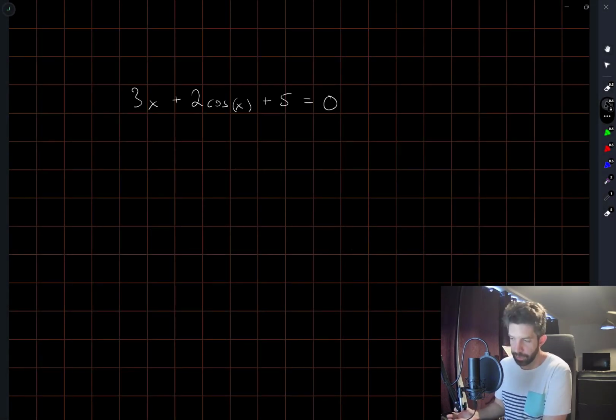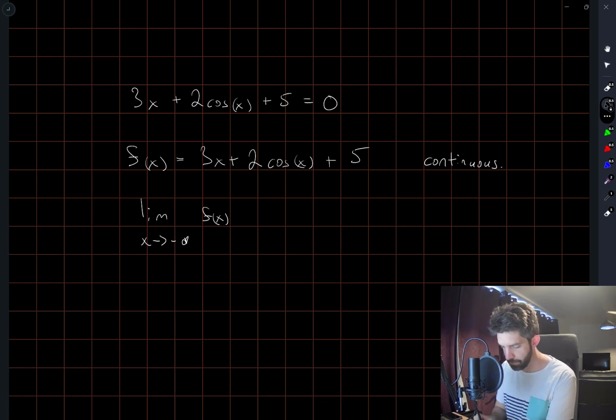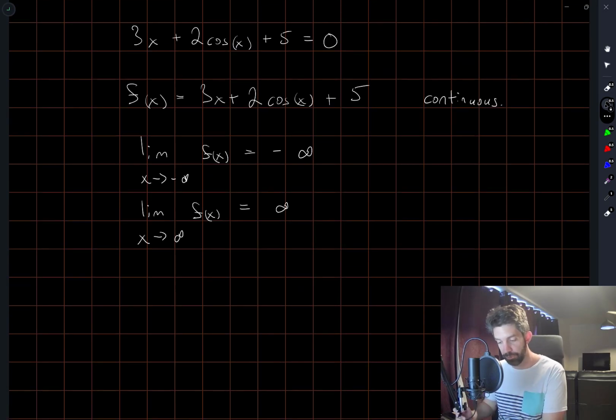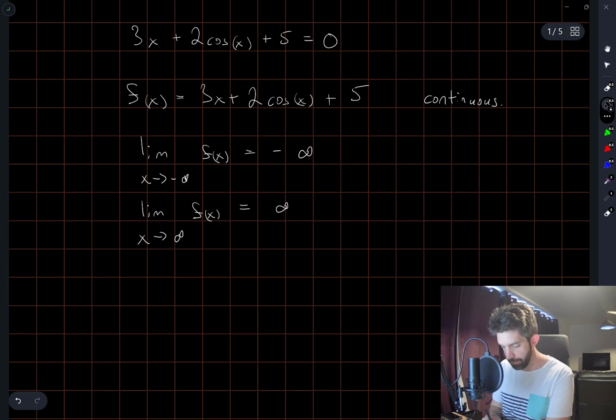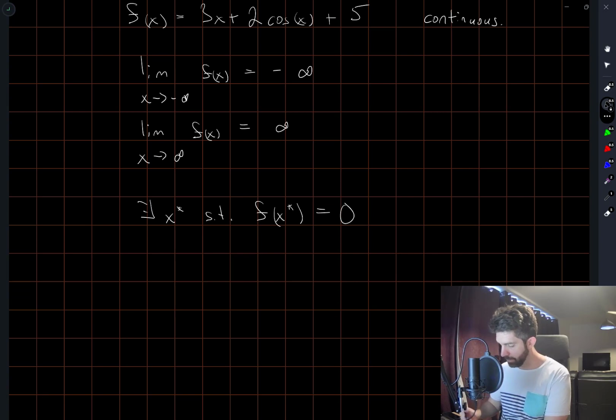Okay, so I'm going to think of it, it's an equation, it's not a function, right? But I'm going to think of the left-hand side as being a function of x. It's continuous. If I take limits to negative infinity and positive infinity, I can write out what this is pretty easily. There is some value of x where this thing becomes negative, and some value of x where it becomes positive. And so by the intermediate value theorem, there has to be at least one value of x where this thing becomes 0. But what we want to show now is that this is the only value of x where this equals 0.